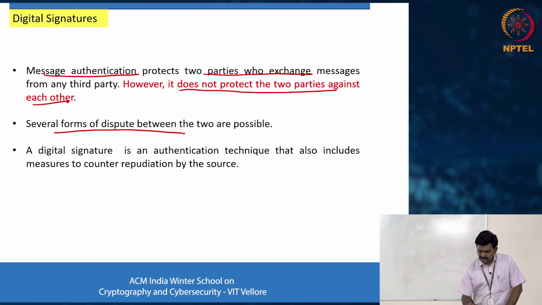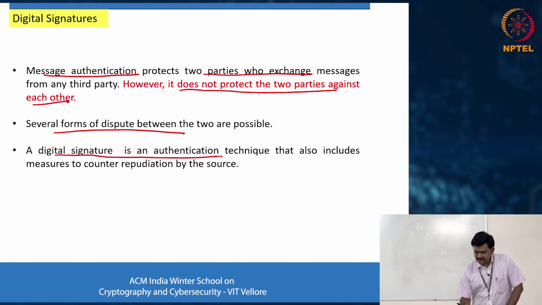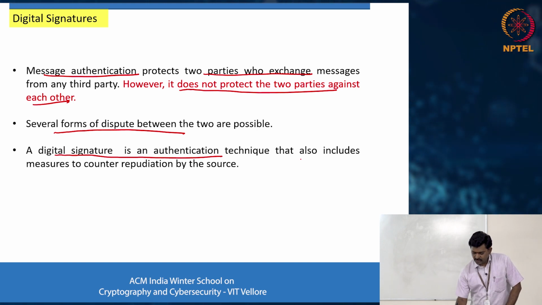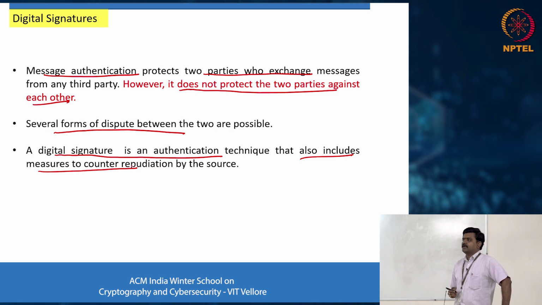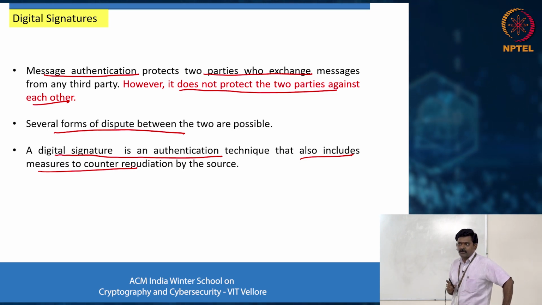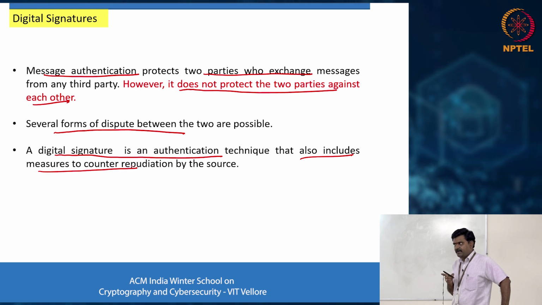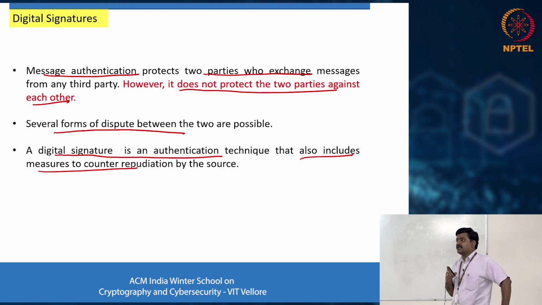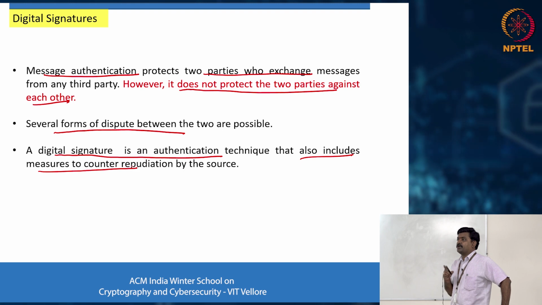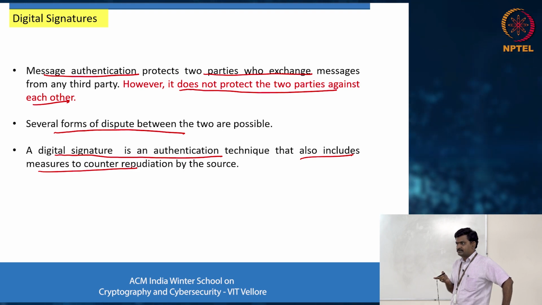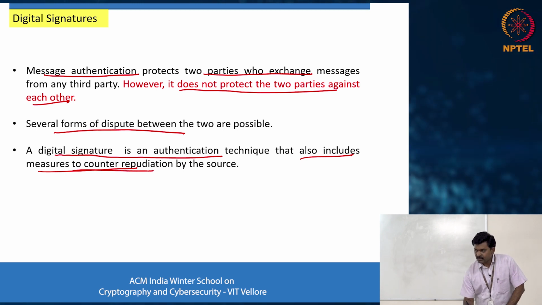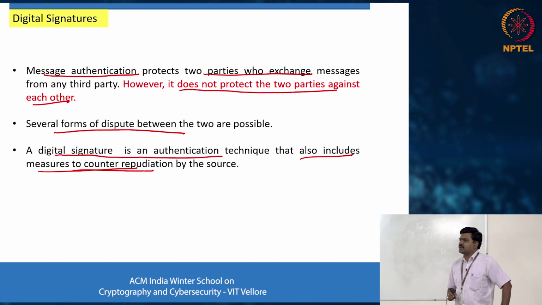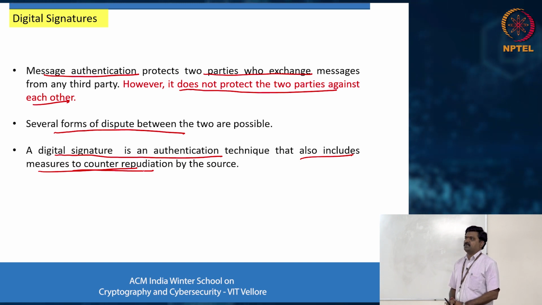So what is a digital signature? A signature is an authentication technique which also includes a measure to counter repudiation. I think in the very beginning we talked about confidentiality, availability, integrity, authentication, and I said non-repudiation, right? So what is the digital signature doing? Countering repudiation. What is meant by countering repudiation? A message is sent and the sender says, no, I have not sent the message.